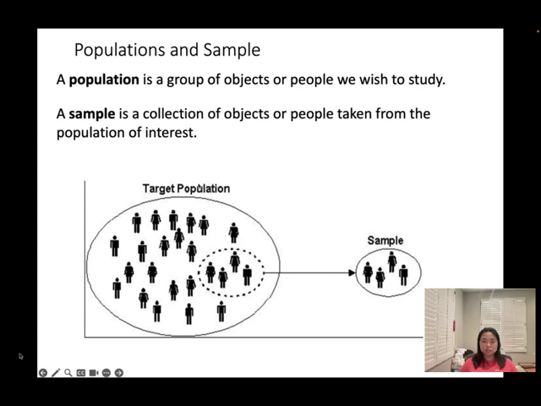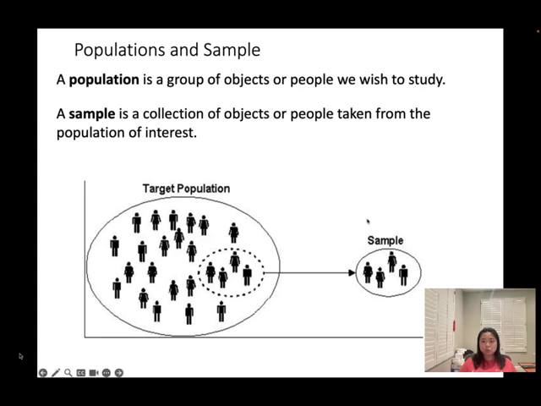So look at this example. I want to find the mean weight of 10-year-old girls in the United States. Since my target is all the 10-year-old girls in the United States, that will be my target population. And you know there's no way you could find out all the data from the 10-year-old girls in the United States because the population is really large.